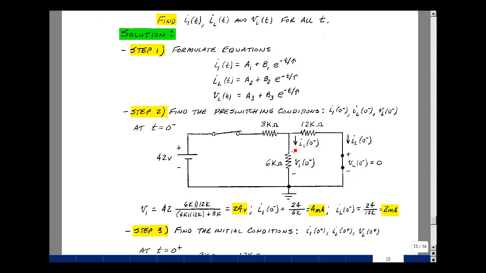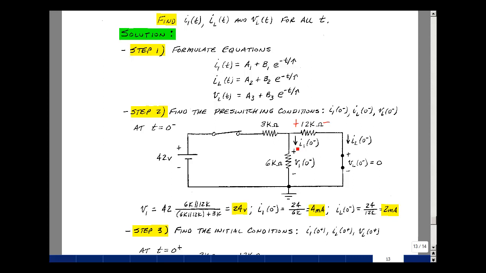Let's find the voltage across this resistor with this short circuit. I've got 12K in parallel with 6K. That forms a voltage divider with the 3K resistor. 6K in parallel with 12K, divided by that plus 3K, times the 42 volts that's here. That turns out to be 24 volts. If this is 24 volts, then this is also 24 volts.